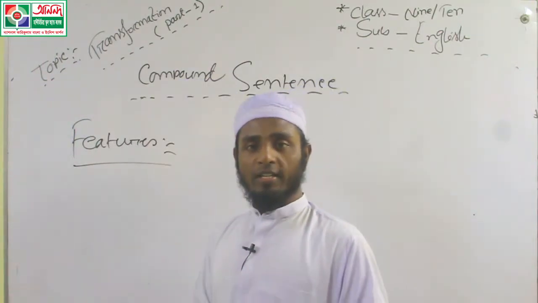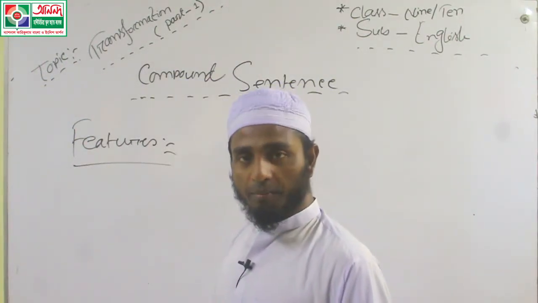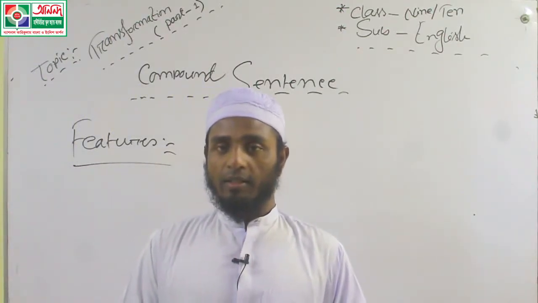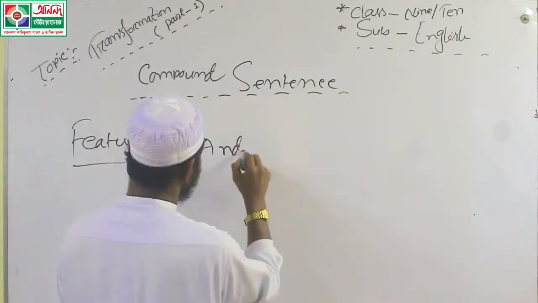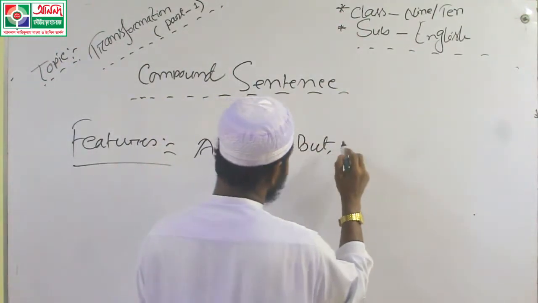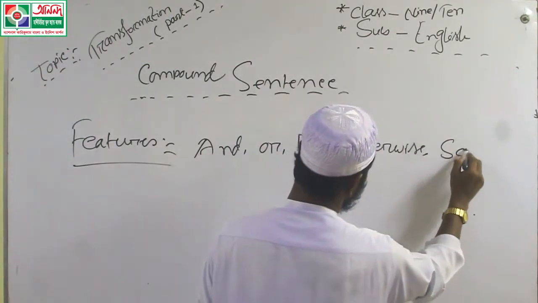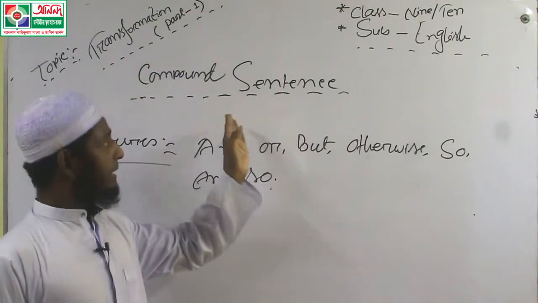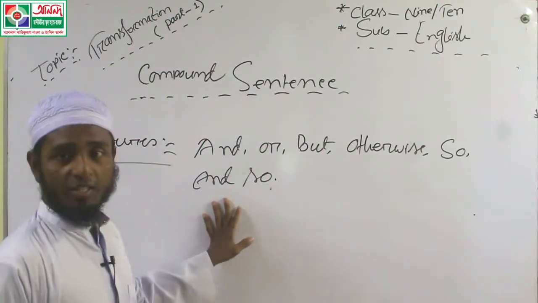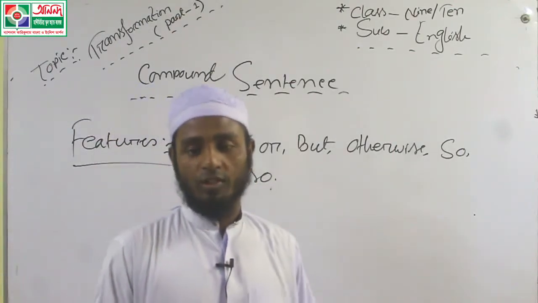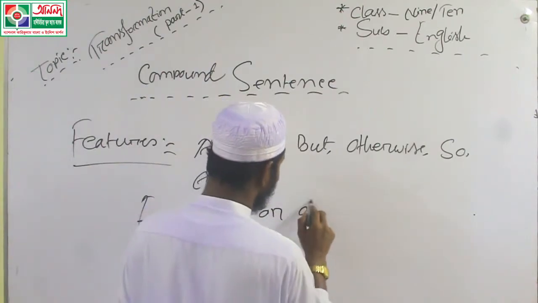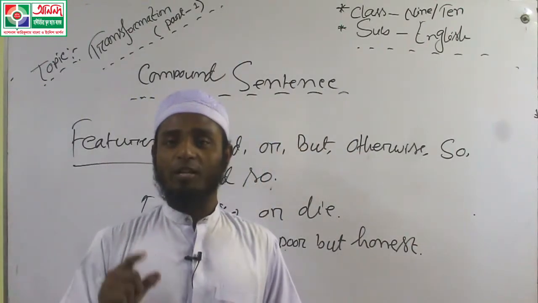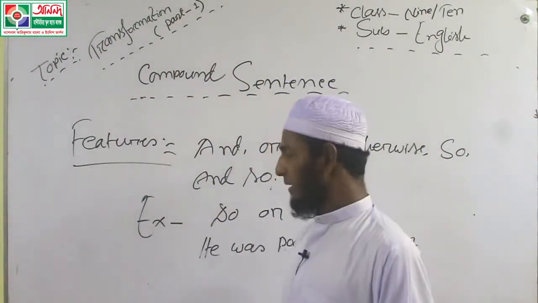That means a compound sentence is a sentence which has more than one principal clause, adding and, or, but, otherwise, and so. Then it will be called a compound sentence. Features: and, or, but, otherwise, so. When you use a compound sentence, you have to choose one of these features. Example: do or die. He was poor but honest.